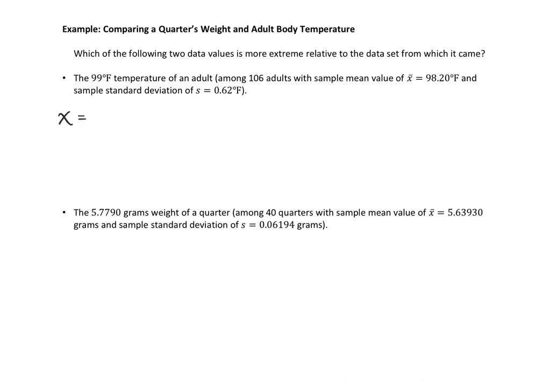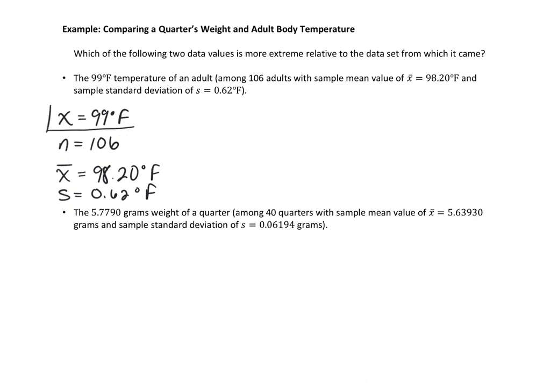Here we're looking at an adult whose body temperature is 99 degrees Fahrenheit. This data came from a sample of 106 adult temperatures. And so when we looked at 106 adult temperatures, we came up with a mean temperature of 98.20 degrees Fahrenheit with a standard deviation of 0.62 degrees Fahrenheit. So in order for us to compare, because these are two different values that come from two completely different samples, we have to compare the value and see how far away it is from the sample mean.